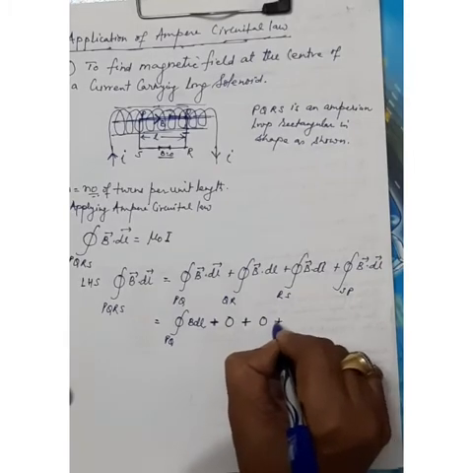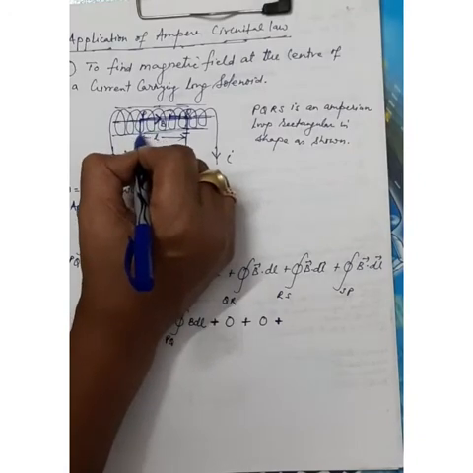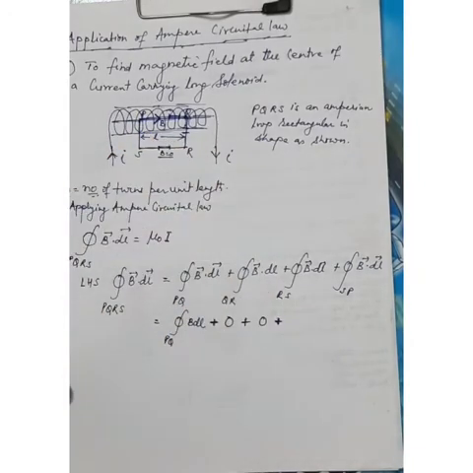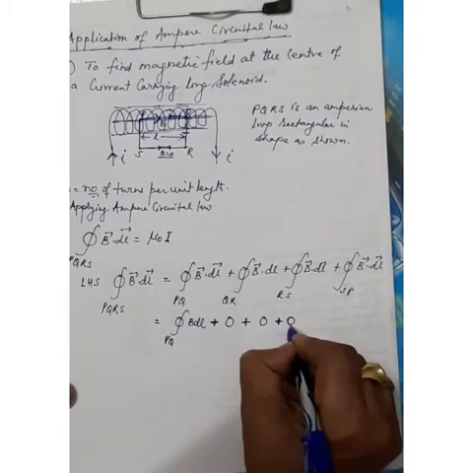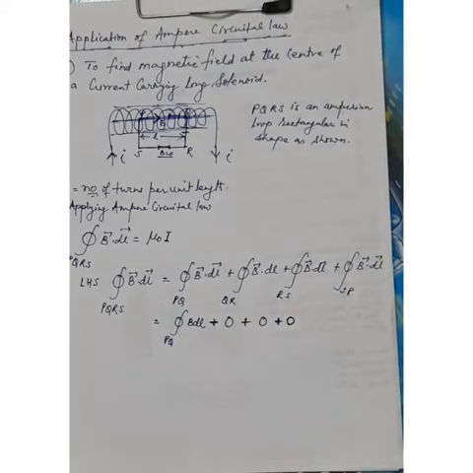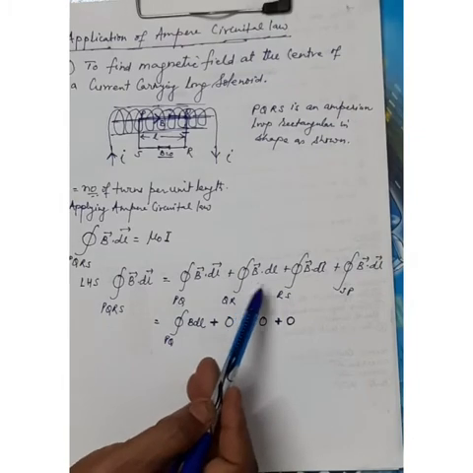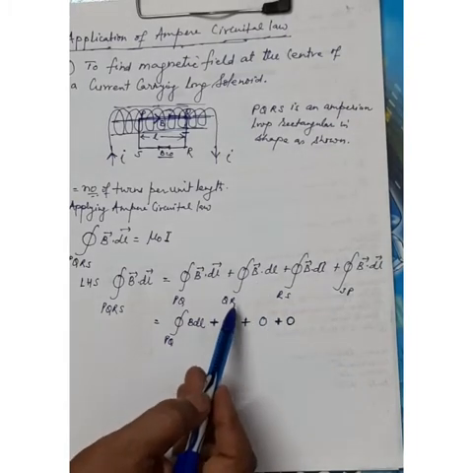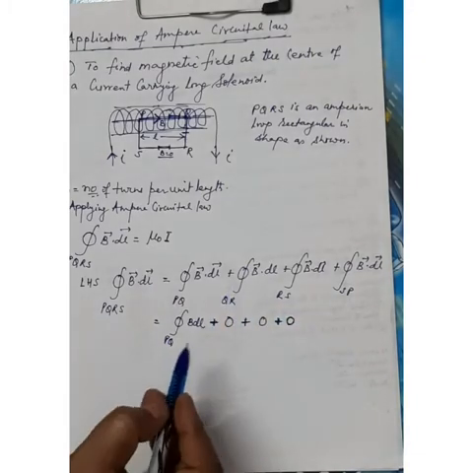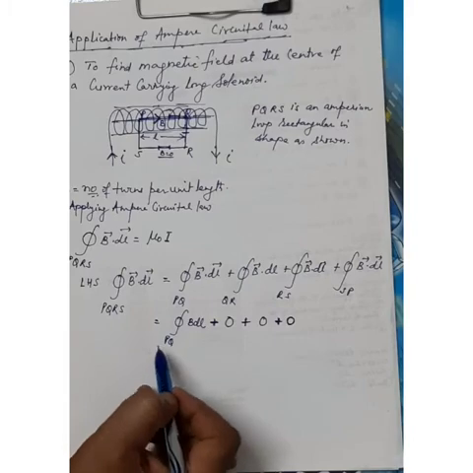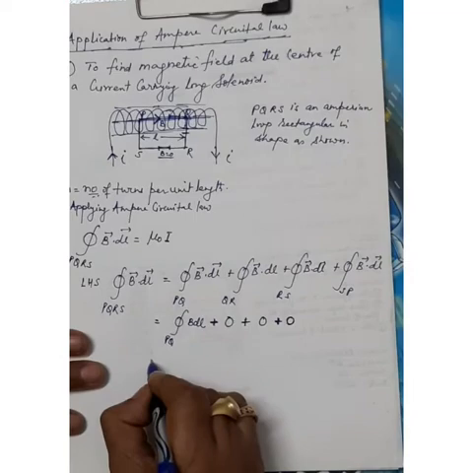Now come to the fourth term. Again, B and dl are perpendicular, and cos 90 is 0, so this is 0. In this way, out of the 4 integrations, the values of these 3 integrations, from Q to R, R to S and S to P, are all 0. So only the integral of B dl from P to Q remains. Now we have to solve this.